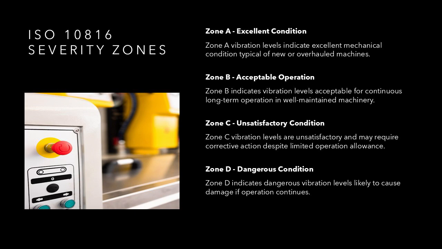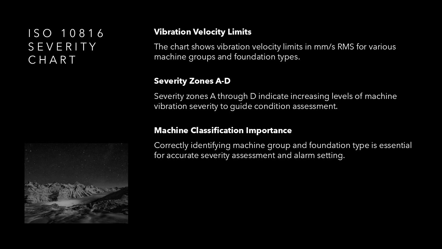Zone D represents vibration levels that are considered dangerous and likely to cause damage if operation continues. From an engineering perspective, these zones provide a common language for assessing machine condition and risk. It is important to note that the boundaries between zones are not absolute failure thresholds but guidelines based on industry experience. Engineers must therefore interpret these zones in the context of machine criticality, duty cycle, and operating environment when setting alarm limits. This slide presents the ISO 10816 severity chart referenced throughout the presentation.